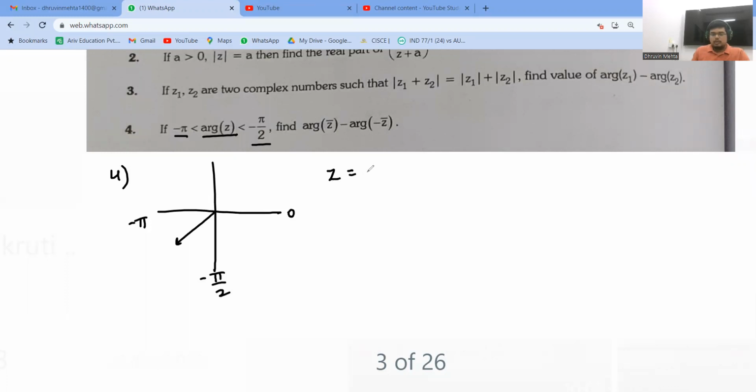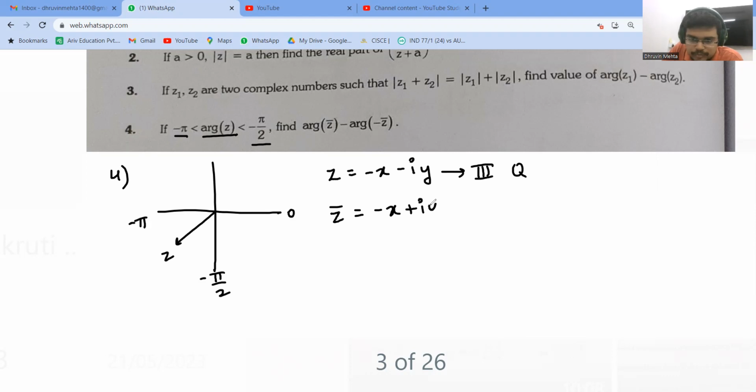So z is equal to x plus iy. But because it is in the third quadrant, I am writing minus x minus iy, so that you understand it is in the third quadrant where x and y both are negative. This is z basically. Now, when we talk about z bar, that means conjugate. What will be the conjugate of this? This will become minus x plus iy. So now x is negative, y is positive. So do you realize this will be in the second quadrant. This is z bar.